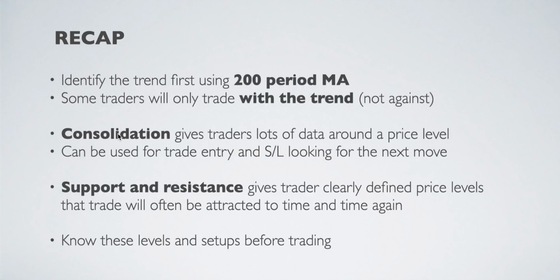Consolidation is also something to look for when trading. It gives traders a lot of data around a price level and makes that price level significant, meaning that you can enter trades with more confidence. You can look for consolidation as an entry point before the next move up in the market, and you can set your stop loss at a price a little bit away from the consolidation. Support and resistance is also key to know. It gives a trader clearly defined price levels that the trade will often be attracted to. So when there are big moves in the price like we've seen, you can look for those previous levels of support and resistance and consolidation, and look for those as areas where the trade might be attracted to in the future.